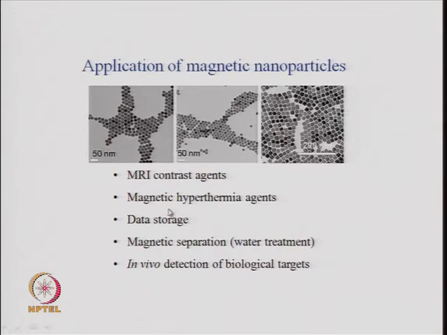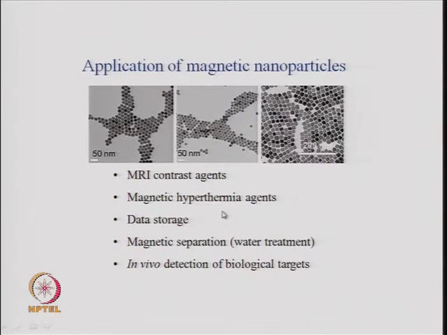They are also used as magnetic hyperthermia agents. That means, suppose you put these magnetic materials. Now, these magnetic materials, because of the hysteresis loop, you know, if you apply a magnetic field, then you can have some kind of heating. So, hyperthermia means you can heat the environment with magnetic particles when you apply a magnetic field.